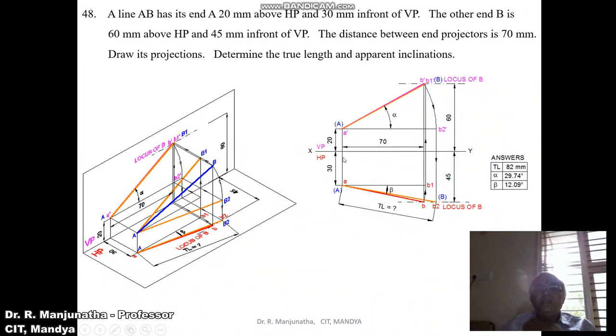So from the XY line, you measure from the end projector line of A a distance of 70 mm and draw a vertical thin line so that it cuts the locus of B in the front view here and the locus of B in the top view here. You mark this point as small b and this point as b dash. Then join a dash b dash with a dark line and ab with a dark line. Now we are able to get the front view and the top view.